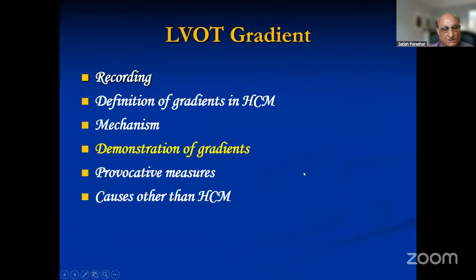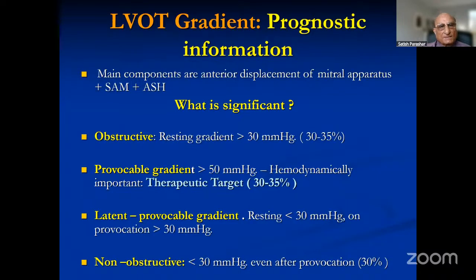Now coming to the gradients, which is important. As you know, the main components of the LVOT gradient, which has significant prognostic information, are SAM plus ASH. Now there are various mechanisms for SAM, which we need not go into in detail: various abnormalities of the mitral leaflet, malpositioning of the papillary muscle. The time doesn't permit us to go into the various mechanisms.